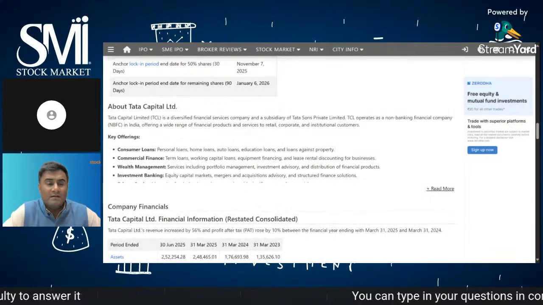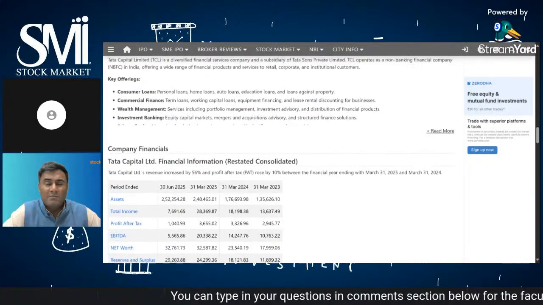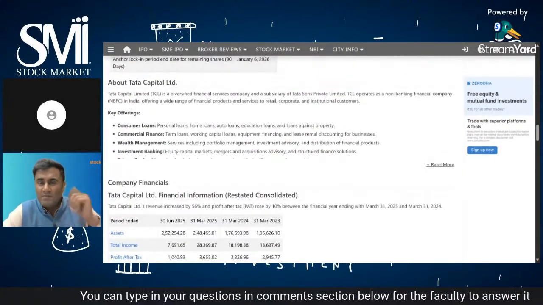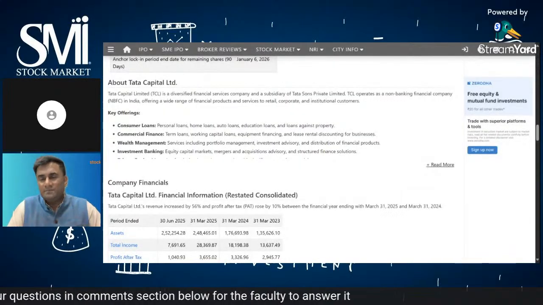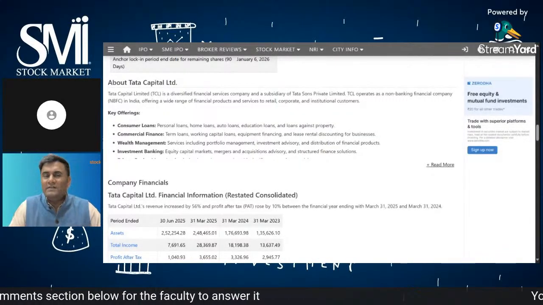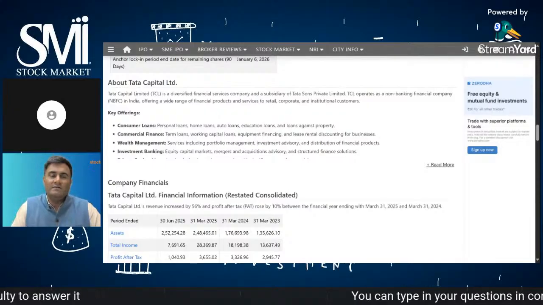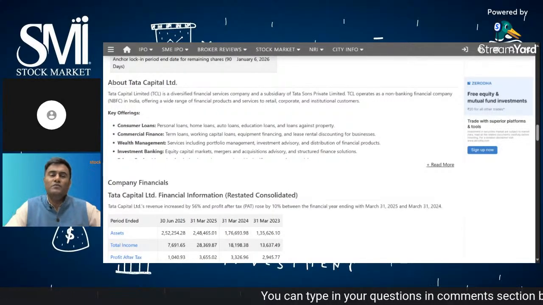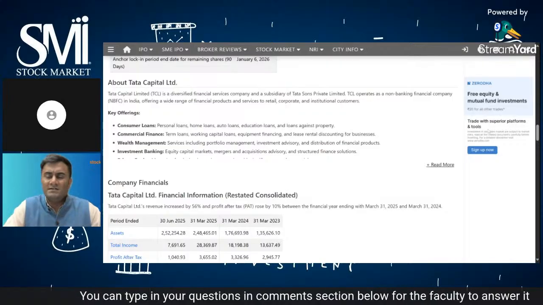Okay, and then about the company: what does this company do? Generally, if it's a Tata Group company, it's well known. It's easy to verify their data as well. You can just search online what Tata Capital does, and you will get all the offerings that they provide: various kinds of financial services, loans.